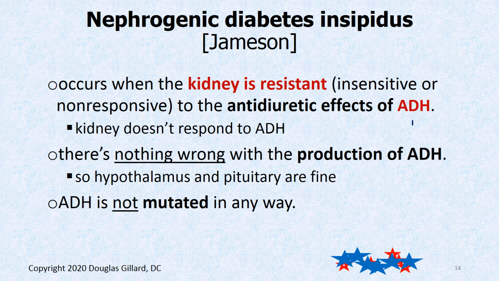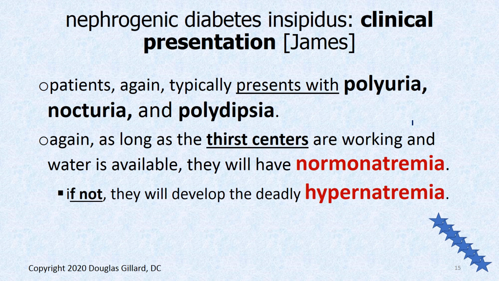Okay, so the arginine vasopressin gene is not mutated in any way. Clinical presentation is the same: polyuria, nocturia, polydipsia. As long as the thirst centers are working okay, you'll have normal natremia. If they're not, for whatever reason, you'll have hypernatremia.